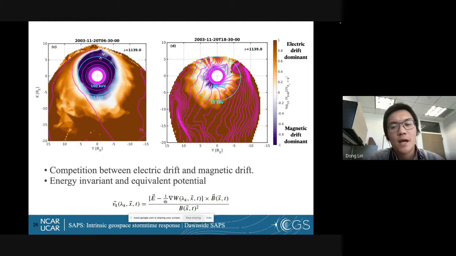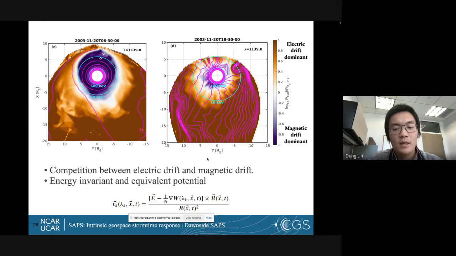However, at a later stage, when the convection becomes too strong, the particle motion is also overturned. Like here, when the particle energy reaches 10 keV, their motion is instead dominated by the electric drift, which brings a lot of them towards the dawn side. That's why you see the pressure build up started later on the dawn side.